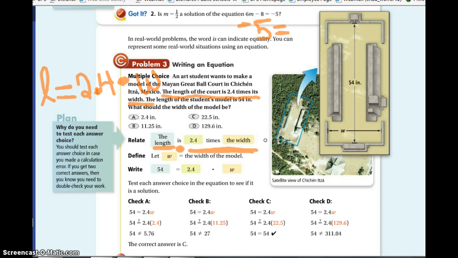We can directly translate that into an equation, and we can write out our equation because they tell us that the length is 54. So since they tell us the length is 54, we can go ahead and plug that 54 in. We found that out because of this over here. They're specifically telling us that the length is 54. So let's put that into our equation. And now we have our setup for our equation. 54 equals 2.4w.